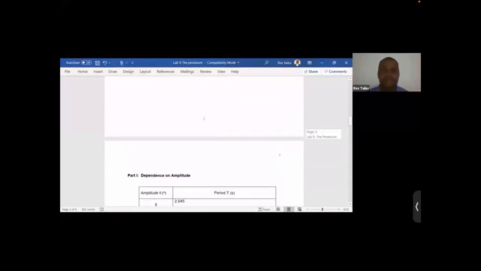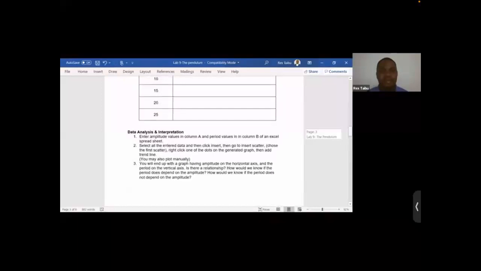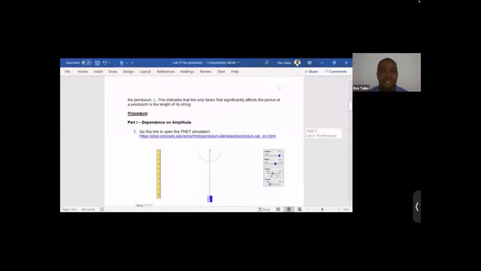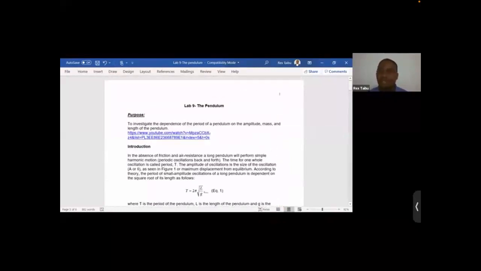That's how you complete the lab. You have 3 tables and 3 graphs. That means you need 3 paragraphs in the discussion, 3 paragraphs in the procedure, 3 paragraphs in the theory. So everything goes like that. Just want to remind you not to copy word by word. You need to rephrase and put it in your own words.